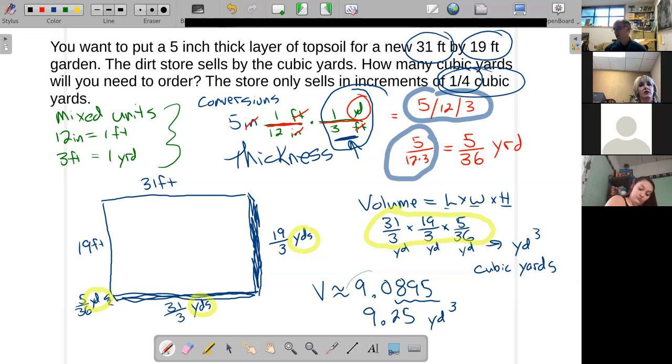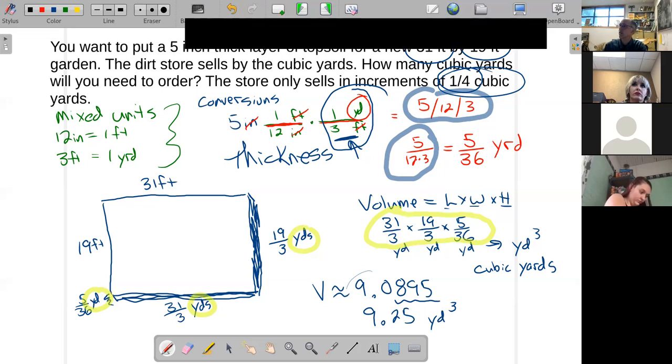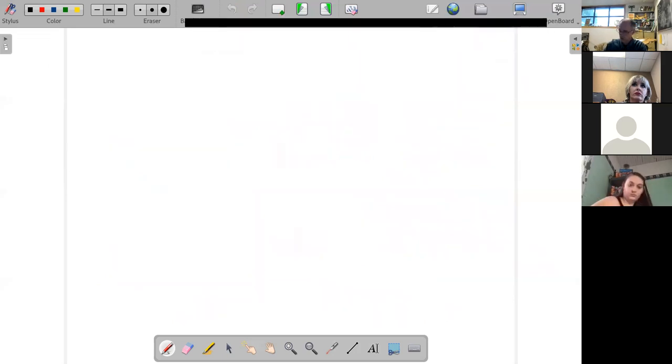If we rounded in between, would we get close enough? It depends. Like if I rounded 19/3 and I rounded 31/3 and I rounded 5/36 and then I rounded all at the end, sometimes rounding 4 times in a row can really throw the answer off. I'm kind of curious to see how much it might. It's an interesting problem to solve. Possible rounding error.